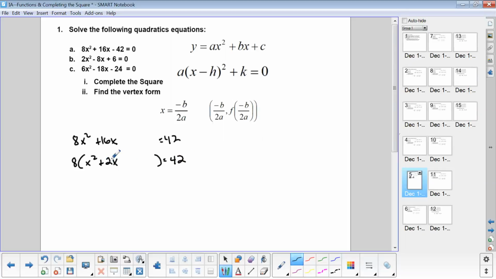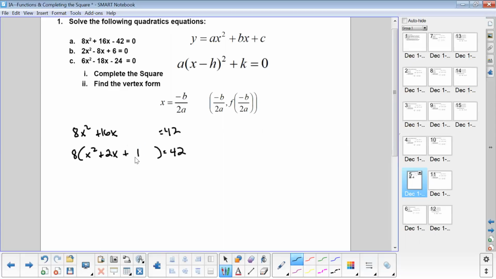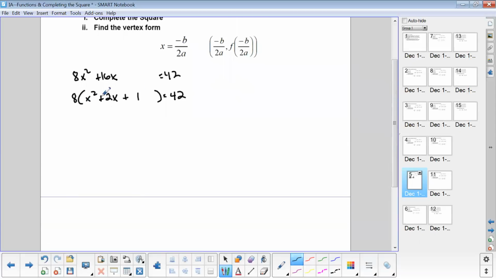So here's my b value, 2. I'm going to take half of 2, which is 1. When I square 1, I get 1. So what have I added to the left side? I've added 8 times 1, which is 8. So I want to add that over here. So I get 50, and I get 8 times x.